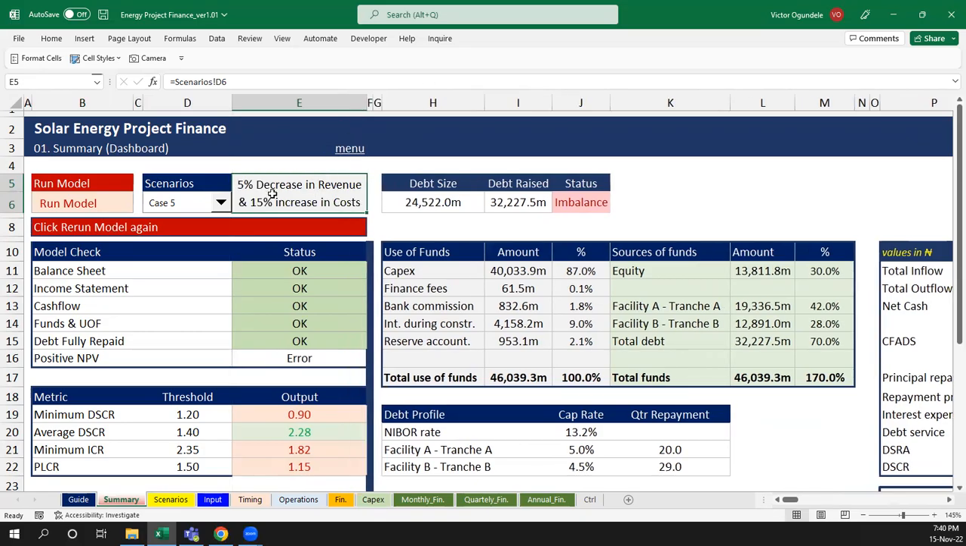So let me try and open. It's saying 5% decrease in revenue and 15% increase in costs. Which means I need to rerun the model. All I need to do is click on this rerun.